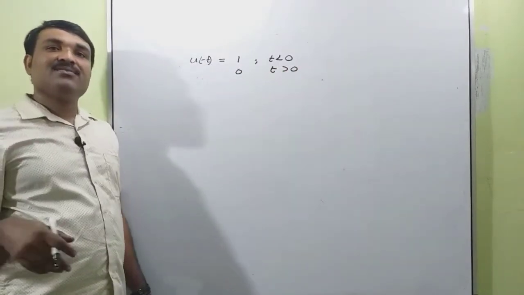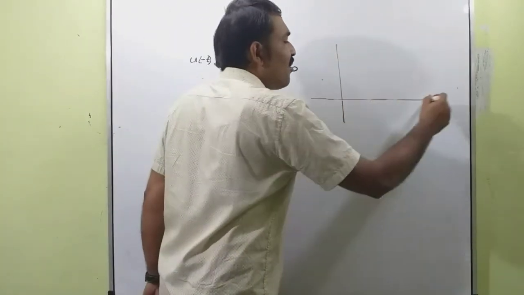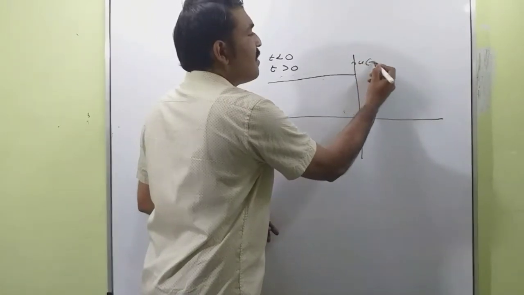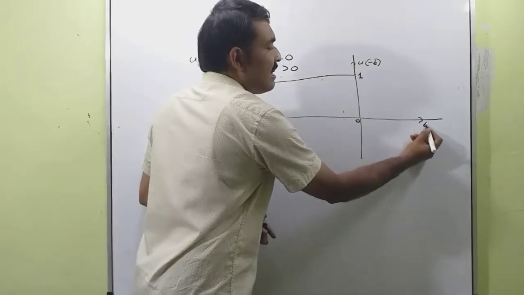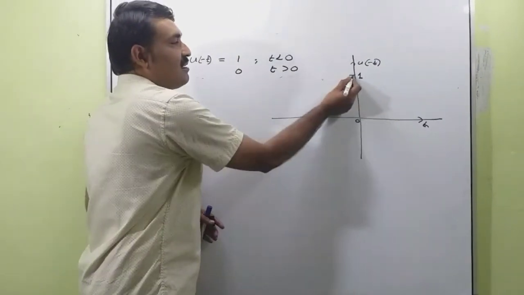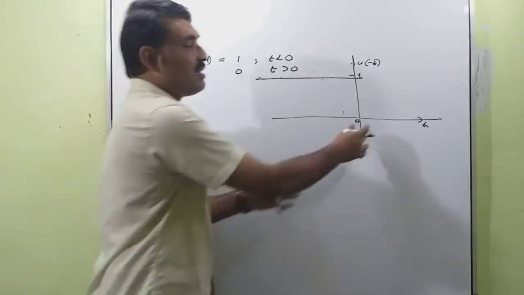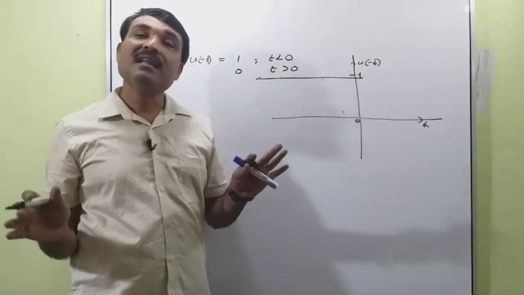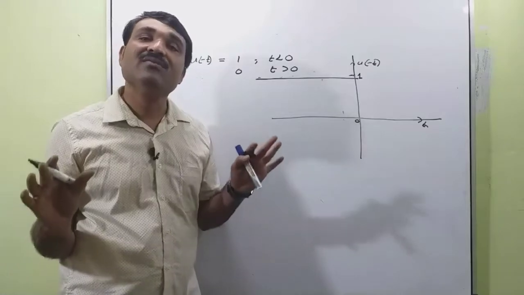Right. This is a folded signal. This signal can be drawn as u of minus t. This is equal to 1 for t less than 0. The value of the signal is 1 for t less than 0. For t greater than 0, the value of the signal is equal to 0. Then what is the Laplace transform of this signal? And where is the region of convergence?